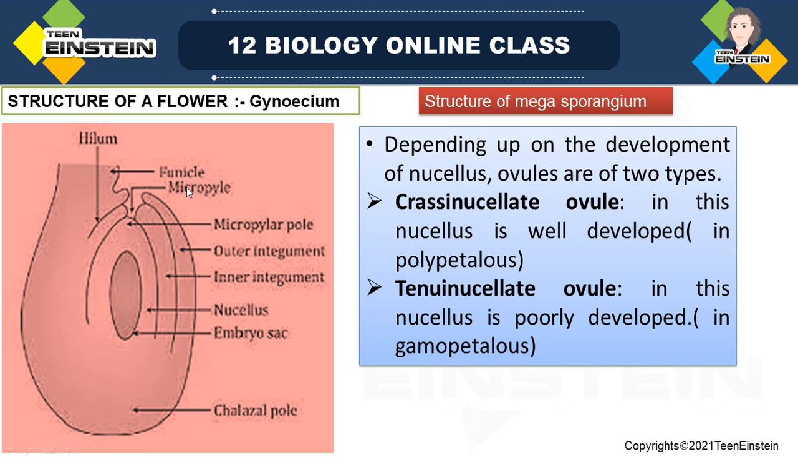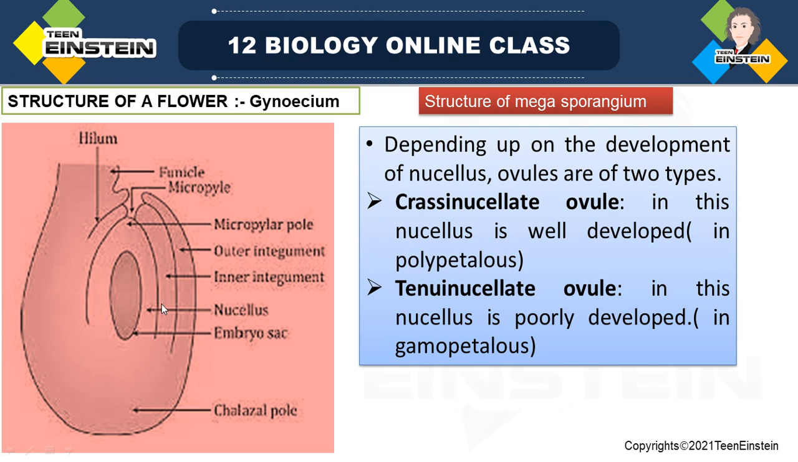Here you can see the hilum, then comes the funicle, and the micropylar region. The integuments are present. The integuments leave one portion, the micropylar region. There is an outer integument and an inner integument. Then you can see the embryo sac, which is embedded in the nucellus. The nucellus is parenchymatous. All these are important points. The nucellus has a nutritive function. The embryo sac is present in the nucellus because it gets nutrients from the nucellus.